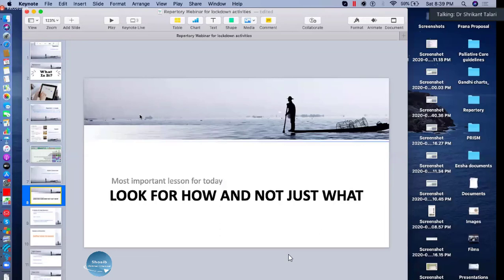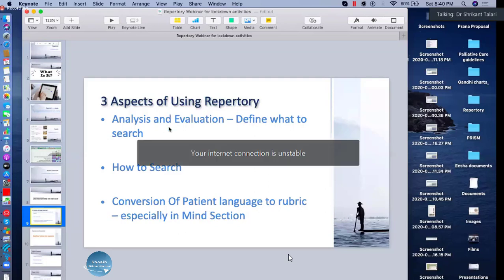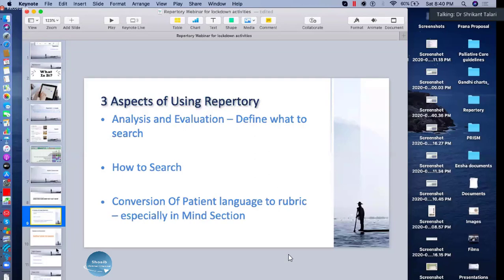There are three methods. First, we have to analyze and evaluate the case very well. And then we have to learn to search those symptoms which we have reached from our analysis and evaluation. Then we have to also learn some special skills of how to convert, especially when it is related to the mind section. So let's start with the first thing, that is how to analyze and evaluate. I will do all these three together with various case examples.